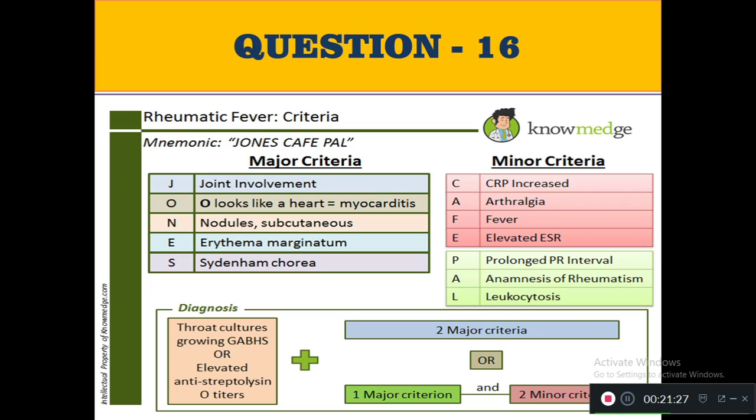Our minor criteria we have CRP increase, arthralgia, fever, elevated ESR, prolonged PR interval, anamnesis of rheumatism, and we have leukocytosis. So if any two major criteria, or one major criterion and two minor criteria are present, then we can say the client is having rheumatic fever.